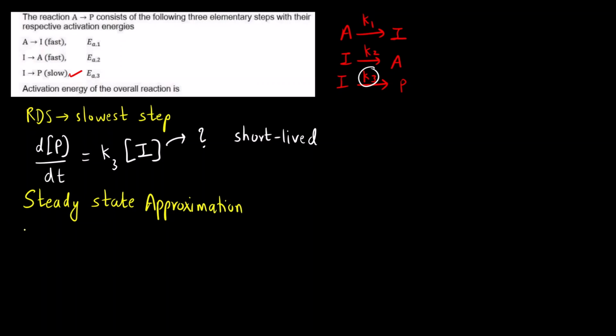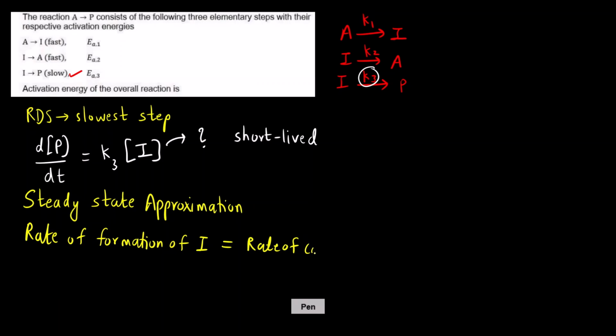And what does this state? The steady state approximation states that the rate of formation of the intermediate minus the rate of consumption, or decomposition, of the intermediate is equal to 0. So this is the steady state approximation. Now we have to apply this.